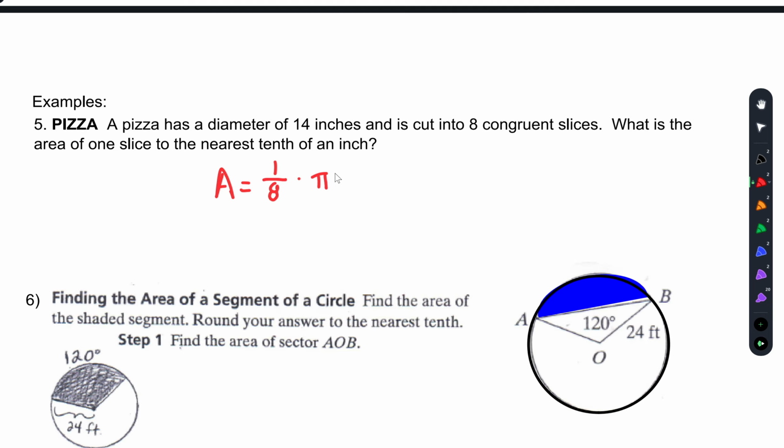times pi, radius is 7. So 1/8 times pi r squared should get me 19.2 inches squared. Let's not overthink these too much. If it's telling you it's got 8 slices and you only want one of those 8 slices, you're going to write the fraction 1/8, right? Okay. All right, one last new topic.